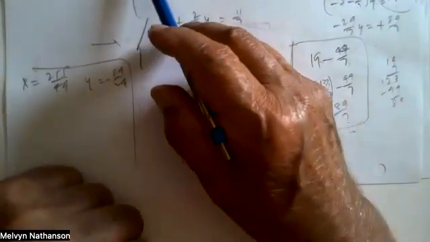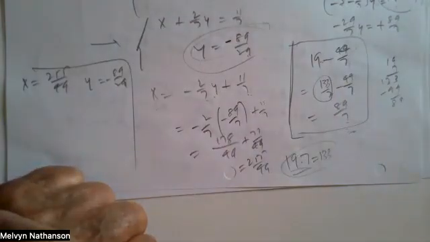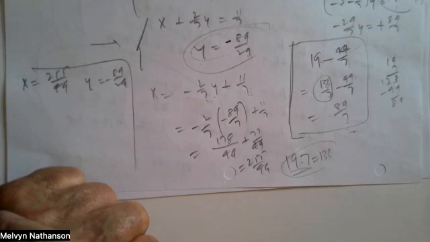And then if you plug into these equations, if it's correct, you have a solution. If it's not correct, that just means you made a mistake in arithmetic somewhere. So you go back and you correct it.